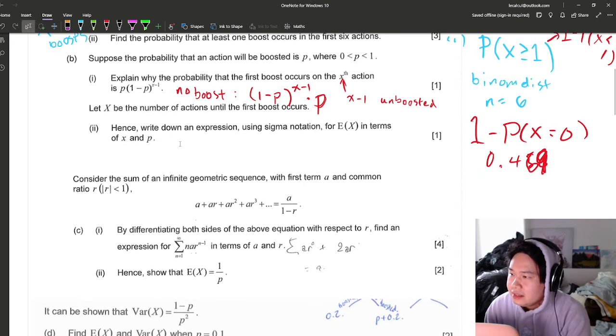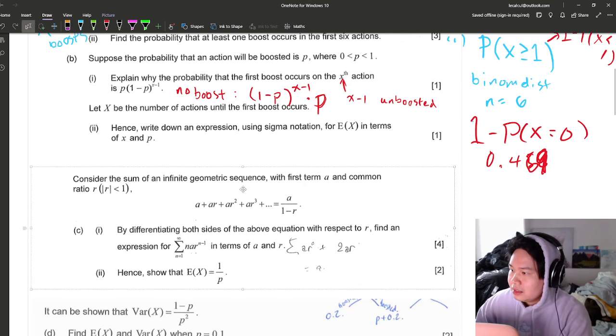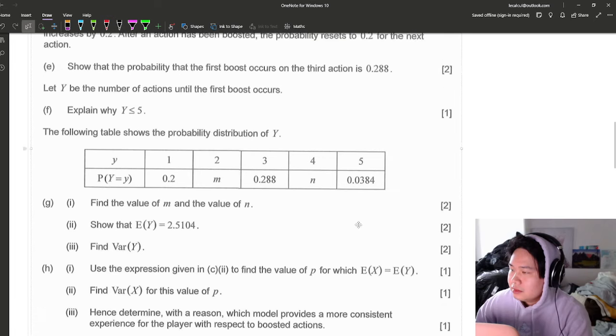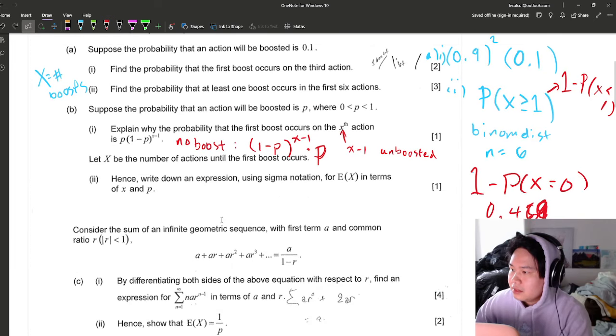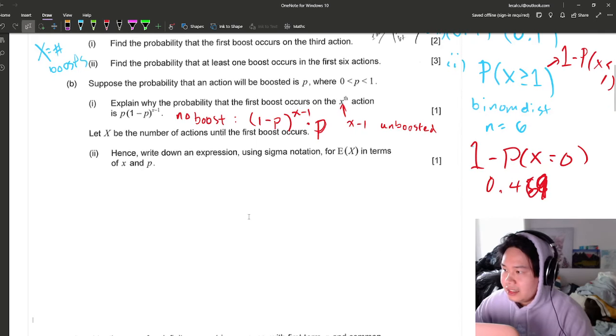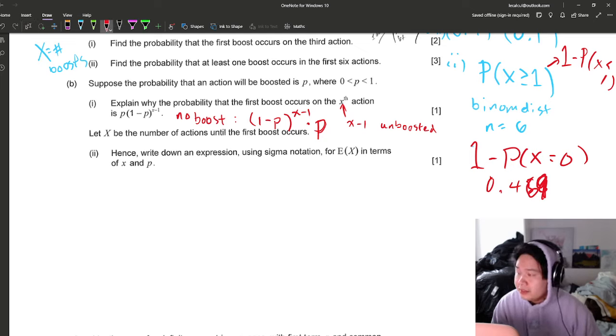Okay, next, X is the number of actions until the first boost. Write an expression in sigma notation for the expected value in terms of X and P. Okay, I think I need more room. Okay, I need to move all of this stuff down. Okay, I can't move it down. Can I? Okay, let me just add some enters. And then this is only 1 mark, right? Okay, well, we can write a quick little distribution table.